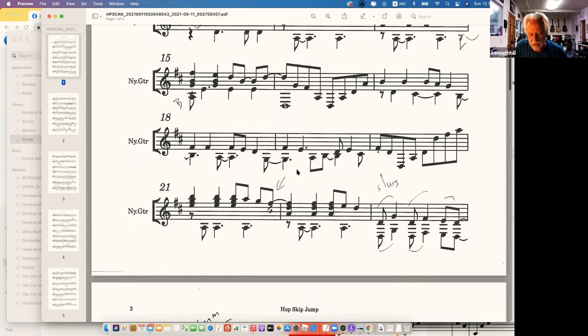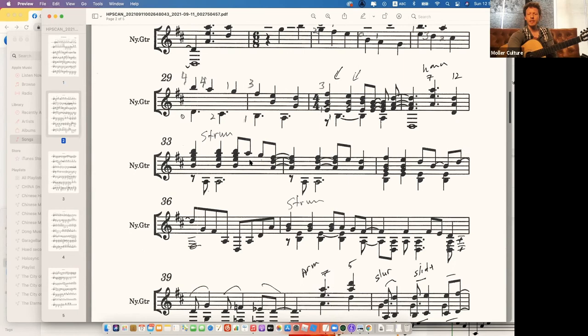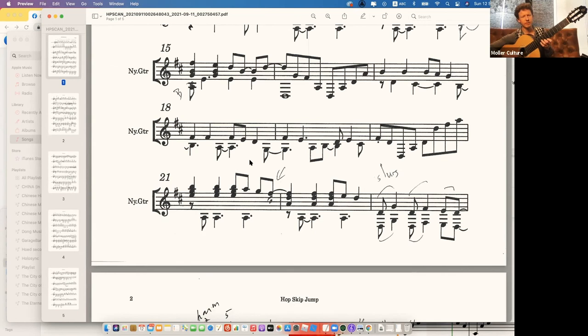Go to 25. Oh, there it goes. So it's kind of doing that. All right, I think it's very cool. As a player, I'm wondering, do we need to repluck the full chord each time, or is it sometimes sufficient that it just rings over?